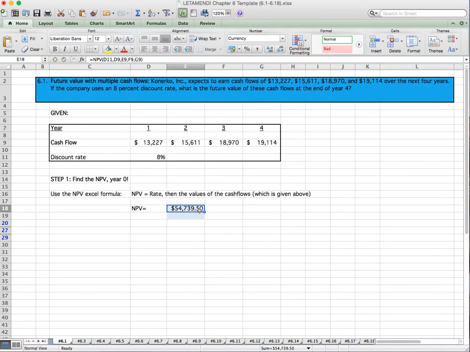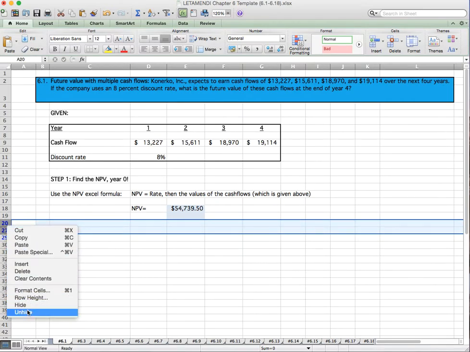So to find out the net present value, what you do is you press equals NPV, and then you click on the rate, and then you literally just click on the cash flow for year 1, comma, year 2, comma, year 3, comma, year 4, and then that gives you $54,739.50, but we're not done yet.